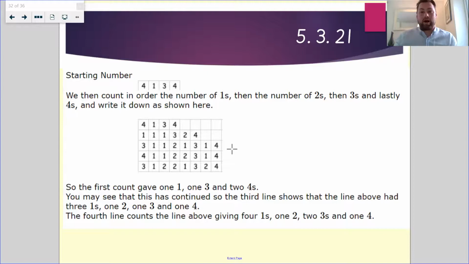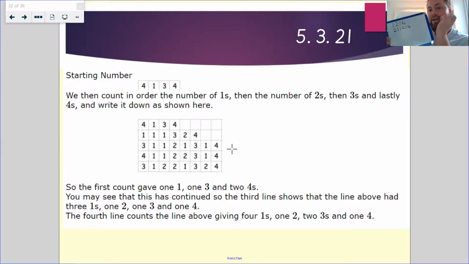Okay, so let me just show you very quickly. I'm going to pick a number, 1,214. That's my number. The first thing I do is count how many 1s I've got. I've got 1, 2, so underneath I put 2 ones. How many 2s do I have? I've got 1 two. I don't have any 3s. How many 4s do I have? I have 1 four.